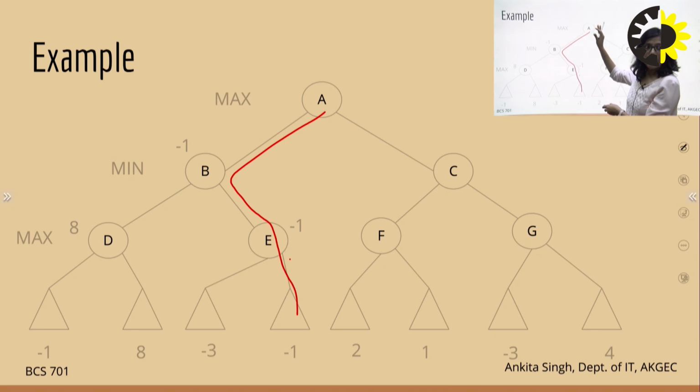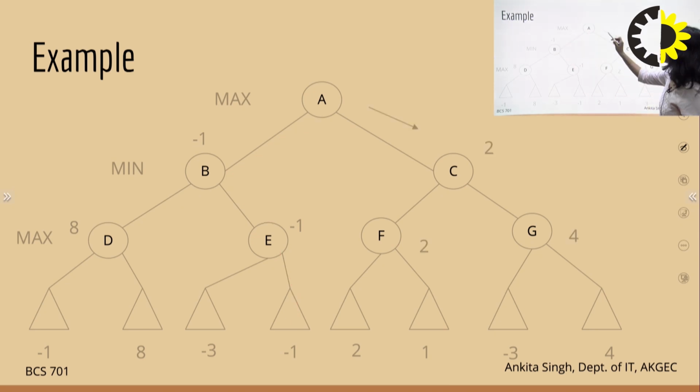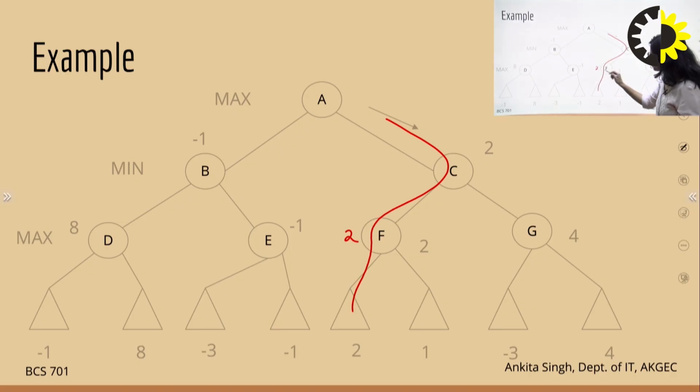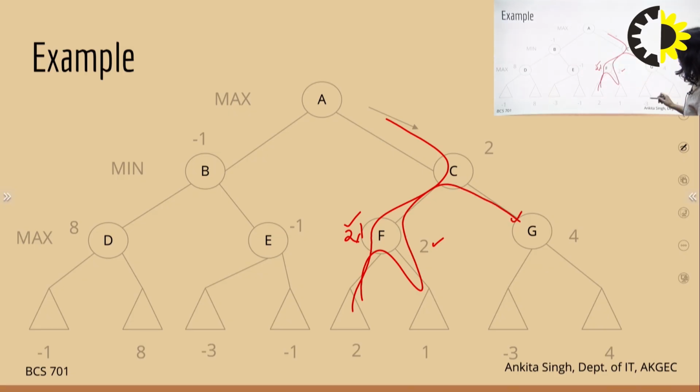So I will come back upwards and I will start moving toward this path, right? So here the value is 2. How is it 2? We will move like this, and here the value is 2. The first will be 2 and then here it's 1. But since it's a max node, I will choose the maximum value, so it will be 2, right? Similarly, after following all the paths, I come over here and I found the values to be -3 and 4. Since it's a max node, I will choose the value 4.